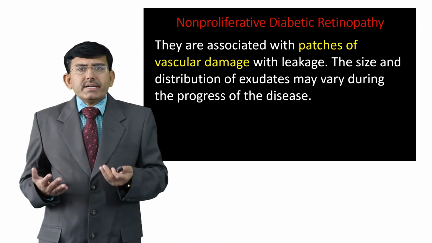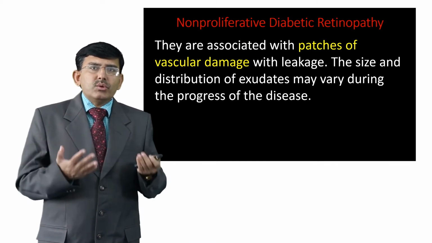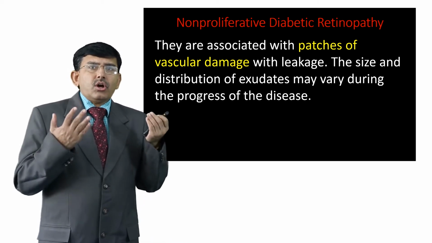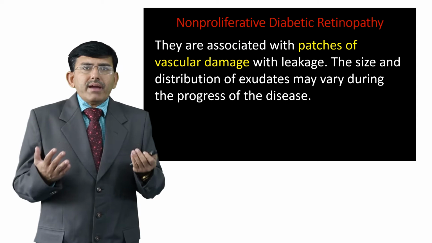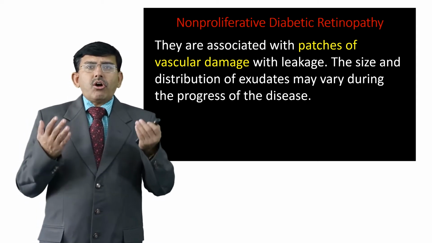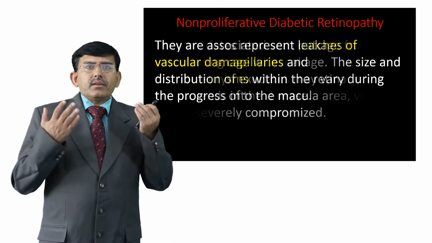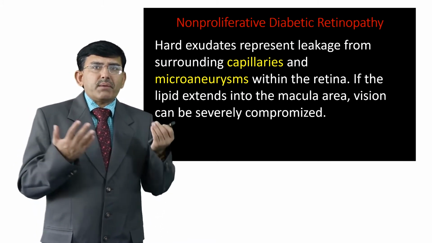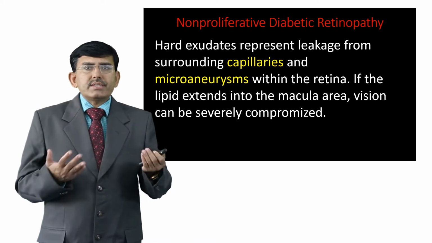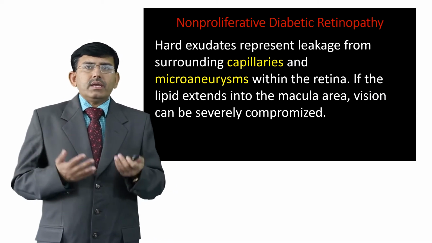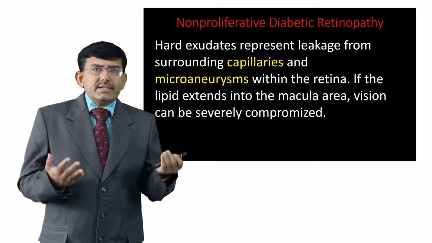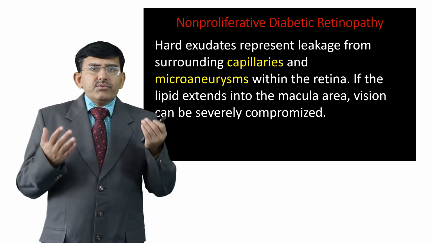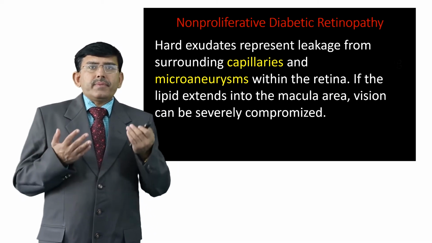They are associated with patches of vascular damage with leakage. The size and distribution of exudates may vary during the progression of the disease. Hard exudates represent leakage from surrounding capillaries and microaneurysms within the retina. If the lipid extends into the macular area, vision can be severely compromised.